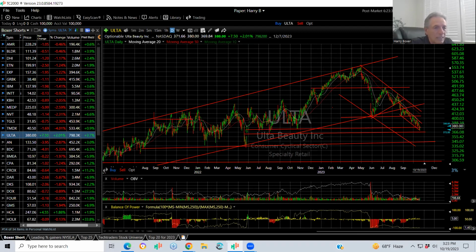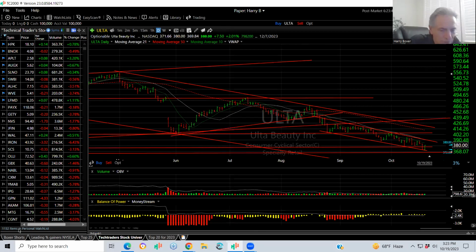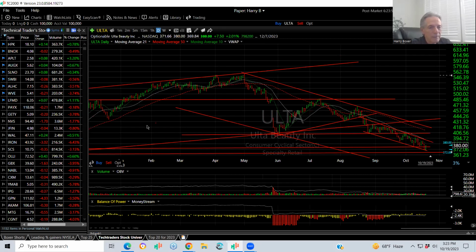My long scans come from my everyday trading, usually day trades that turn into swing trades, that turn into long-term trades. So I have a list here, as you can see, of 1,152 stocks in my universe. There were 1,400. I've eliminated a lot, but that's how I do my scans.